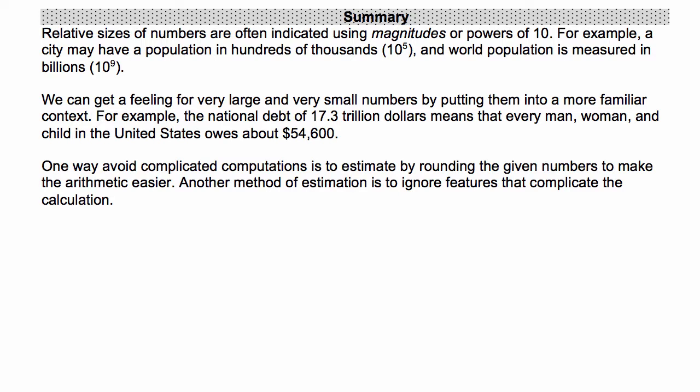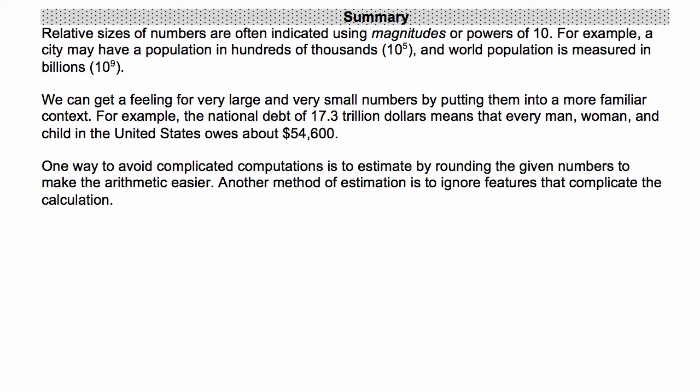We can get a feeling for very large and very small numbers by putting them into more familiar context. For example, the national debt of $17.3 trillion means that every man, woman, and child in the United States owes about $54,600. One way to avoid complicated computations is to estimate by rounding the given numbers to make the arithmetic easier.